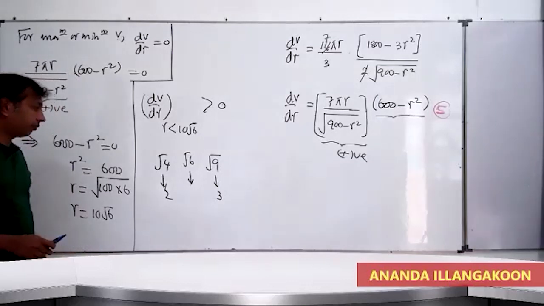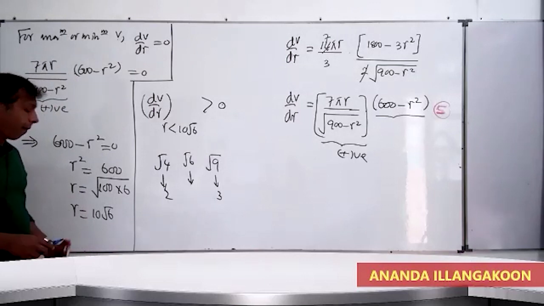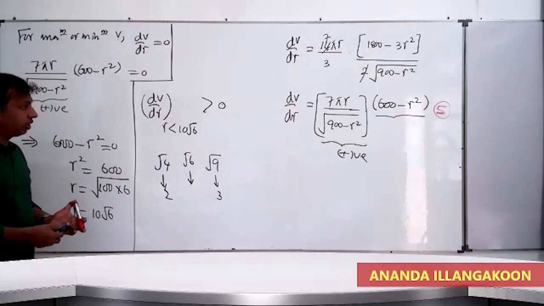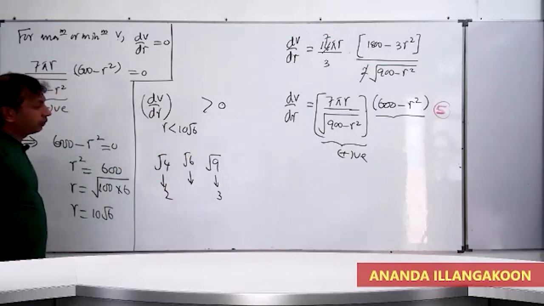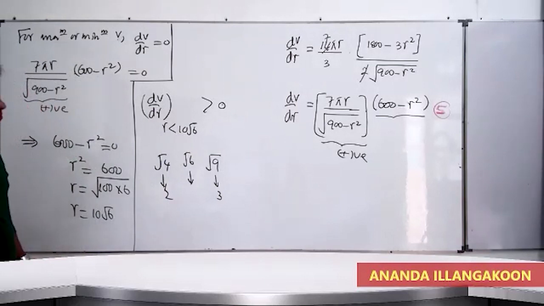Okay. Next one. Put a value for r which is greater than 10 root 6.